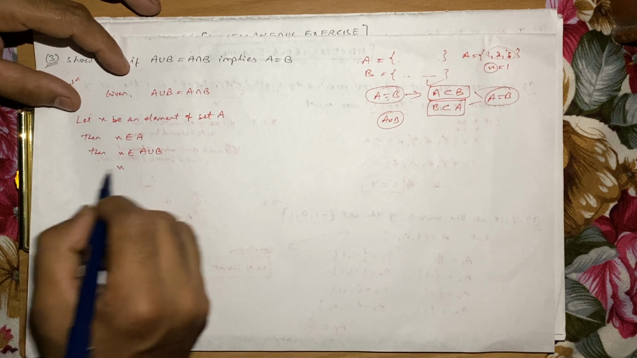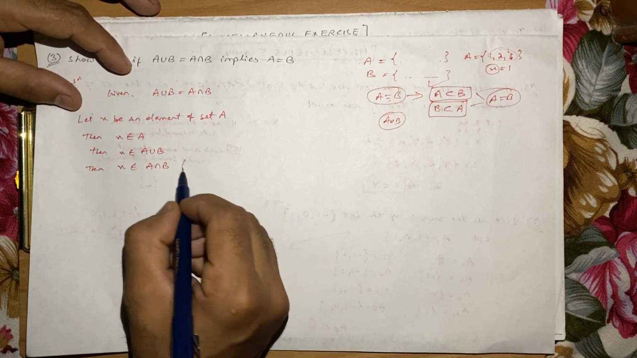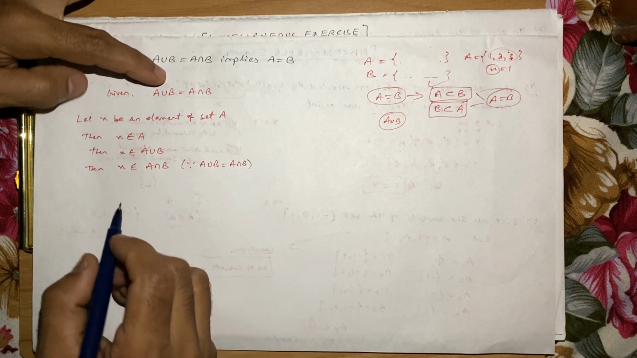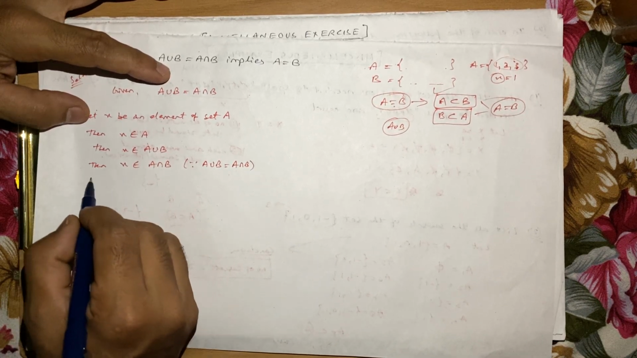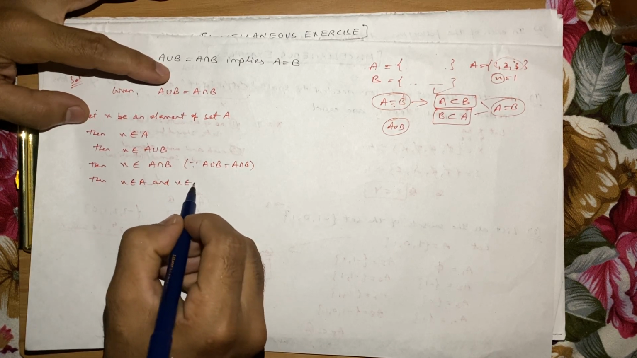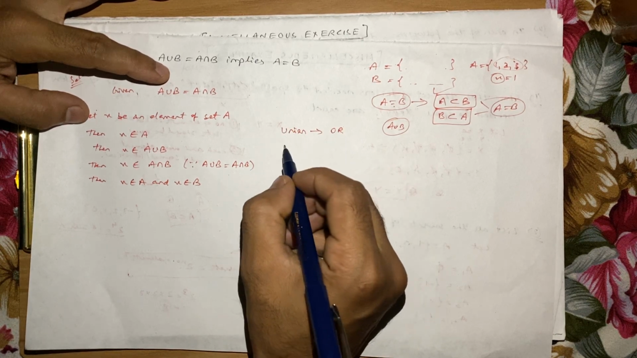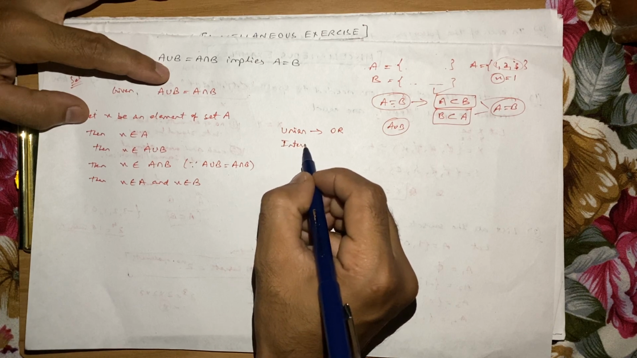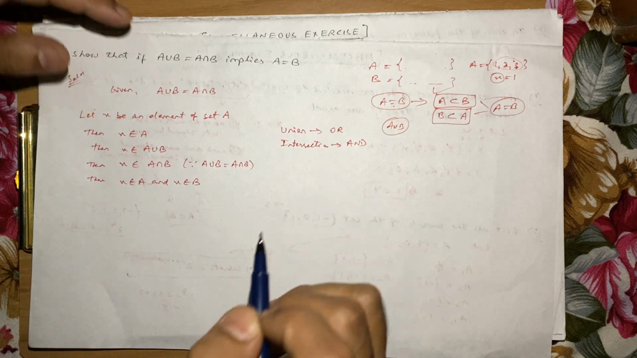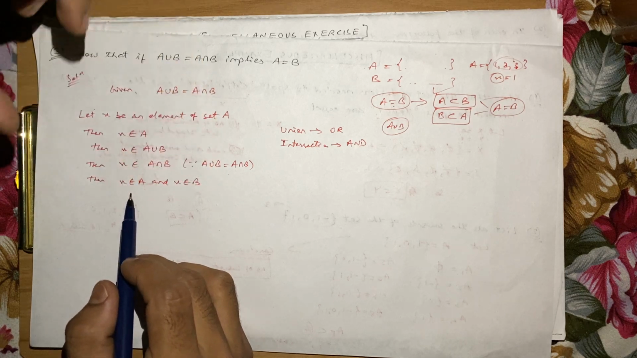Now what can I say? Then X belongs to A intersection B. Why? Because it's given to us that A union B is equal to A intersection B. Now this means that X belongs to A and X belongs to B, because union has to do with or, and intersection means and, right? I've taught you this in the lecture video. So intersection means and. So I've broken this down into two parts.